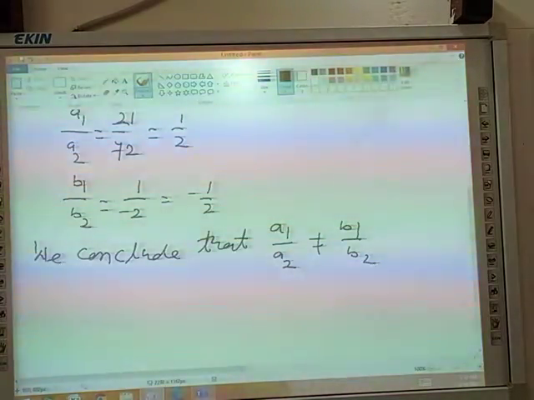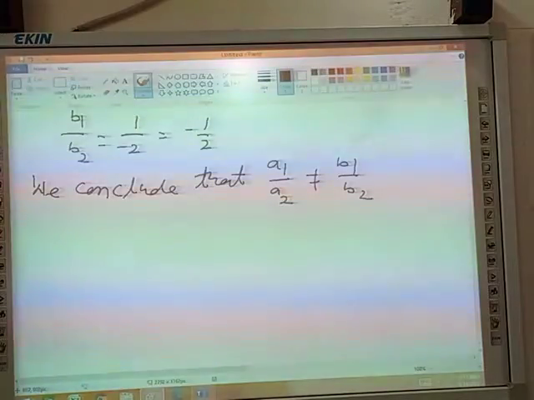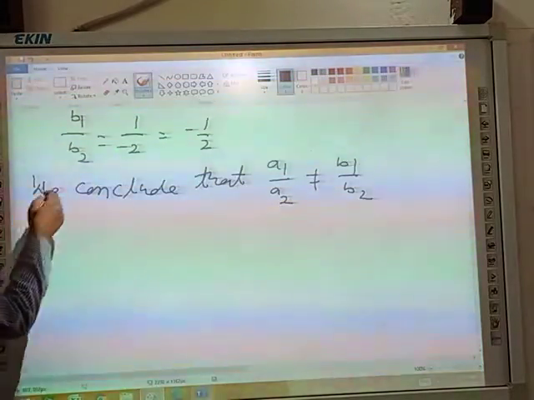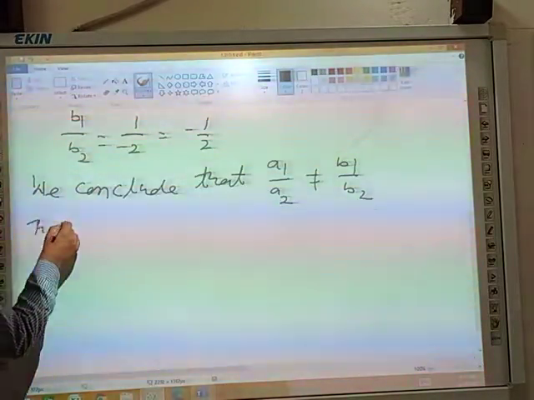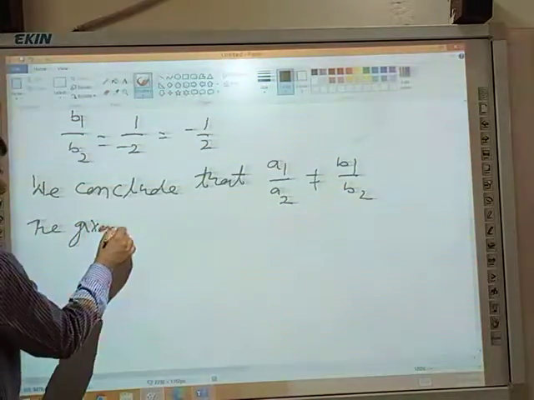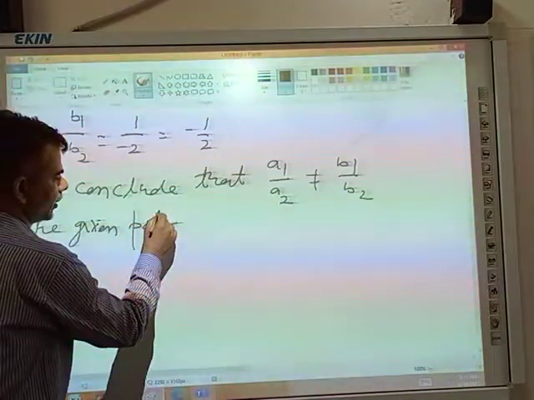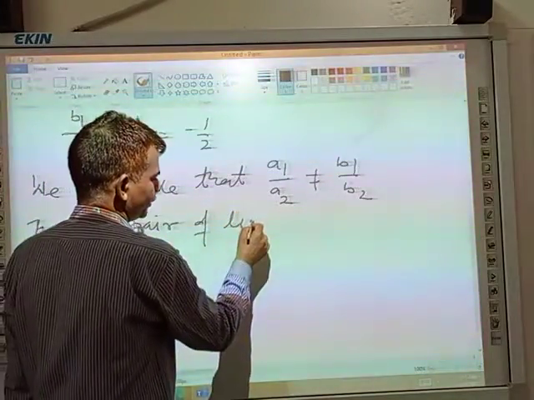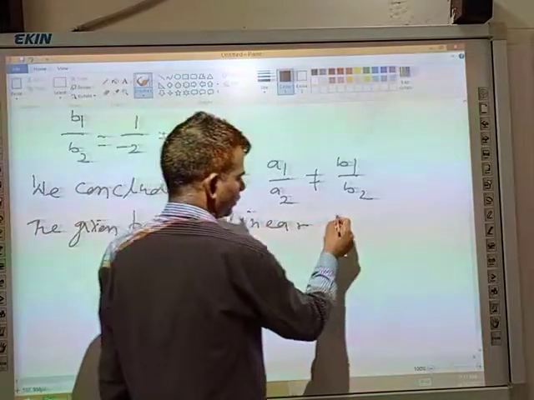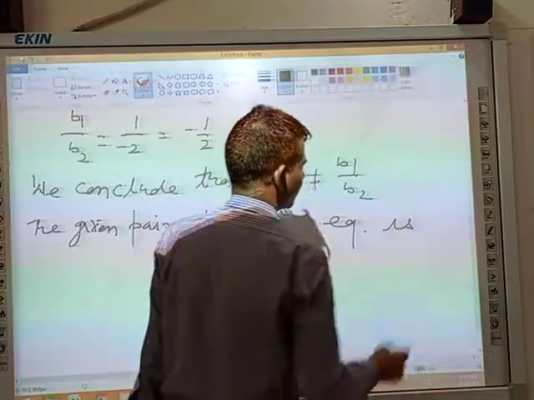Students, it will be consistent or inconsistent? Please tell me. Consistent. Okay, students, the given pair of linear equations is consistent.